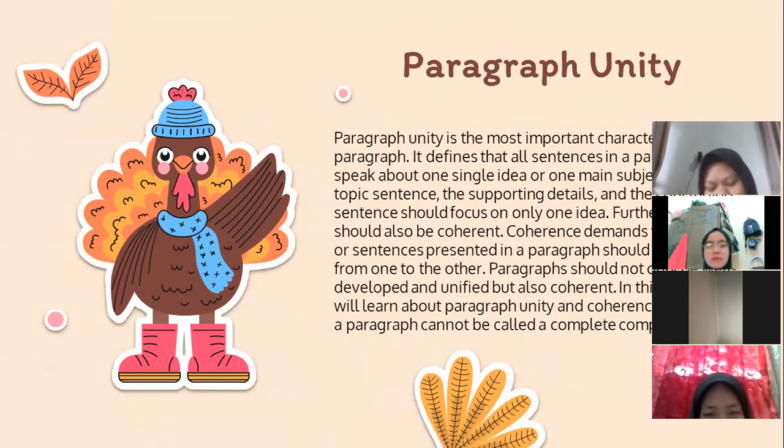Paragraph unity. Paragraph unity is the most important characteristic of a good paragraph. It defines that all sentences in a paragraph should speak about one single idea or one main subject. That is the topic sentence. The supporting details and the concluding sentence should focus on only one idea.